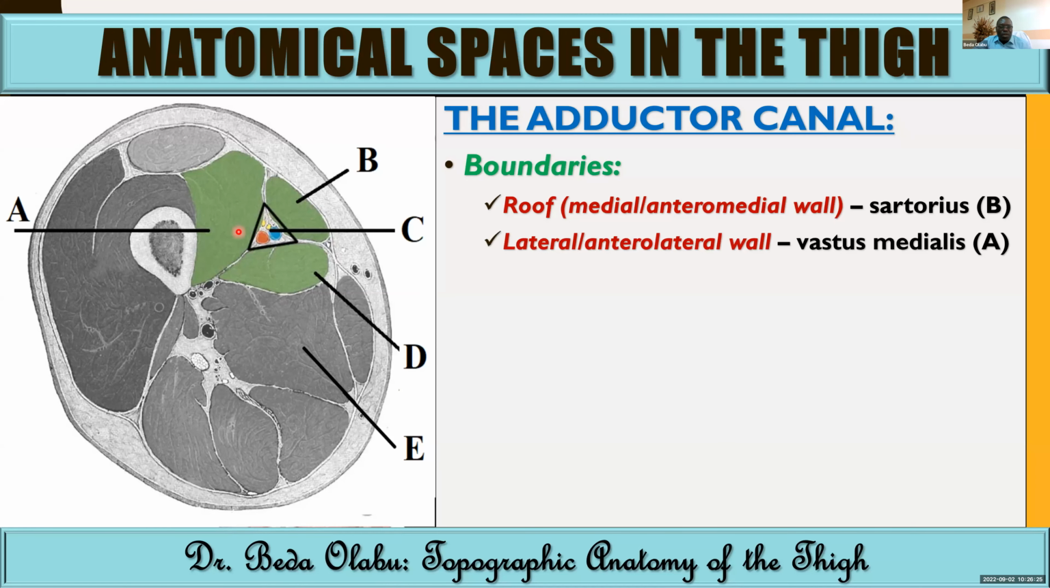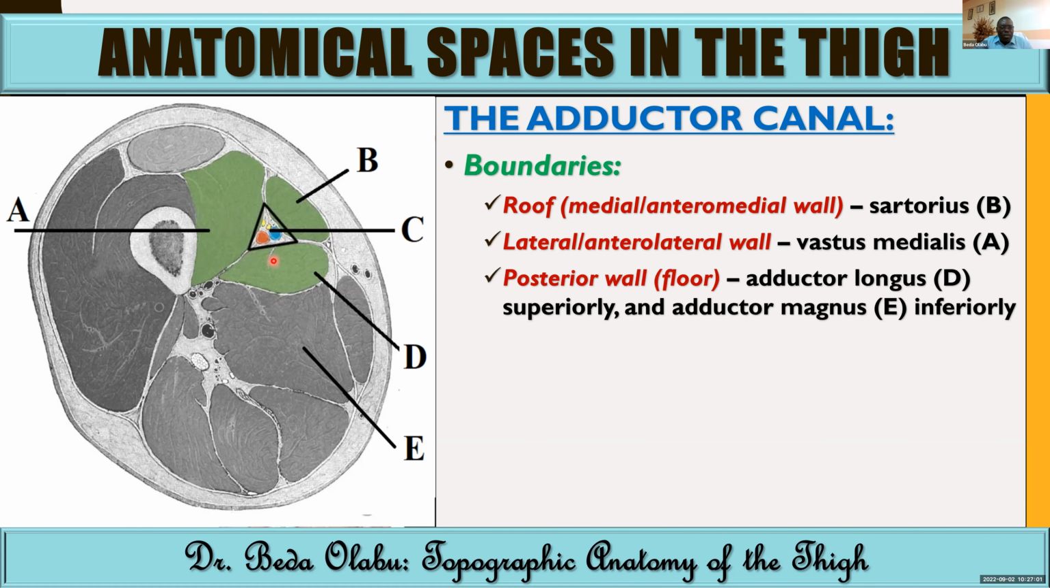Then we have the lateral wall, which is this one here. We can see that it also qualifies to be called the anterolateral wall. And the muscle we see there is vastus medialis. Do not confuse it with vastus lateralis. Yes, lateral wall, but vastus medialis. See, vastus lateralis is somewhere here, and this is vastus intermedius. This is vastus medialis, and this is rectus femoris. So the vastus medialis is the muscle of concern here.